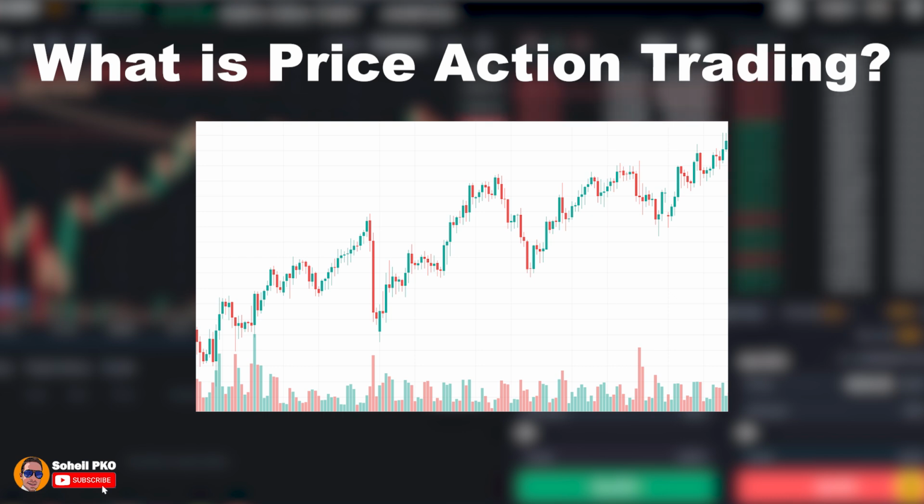The tools and concepts that price action traders use are candlestick patterns, trends, support and resistance levels, and chart patterns. And also volume is used in price action trading. By focusing on the price and not using indicators that are derived from the price, price action traders believe that they can identify changes in the price movement in the early stages of developing.